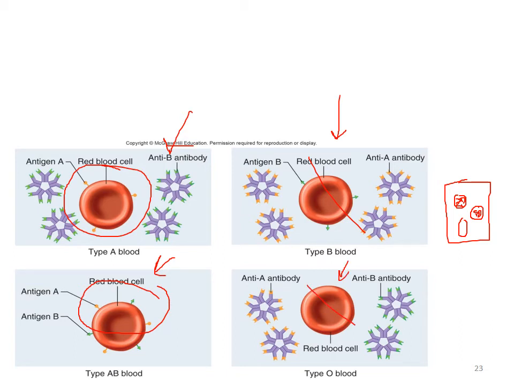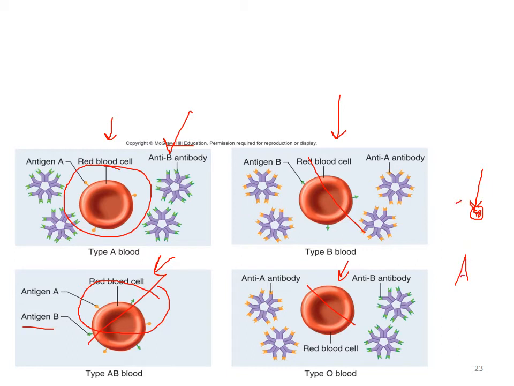So now I'm looking at the B. It does not have a B. Since this one does have a B, I know it's not this one, so I'm left with type A. And now I just look at this Rh factor over here, and since it did agglutinate, I know the overall blood type is A positive.